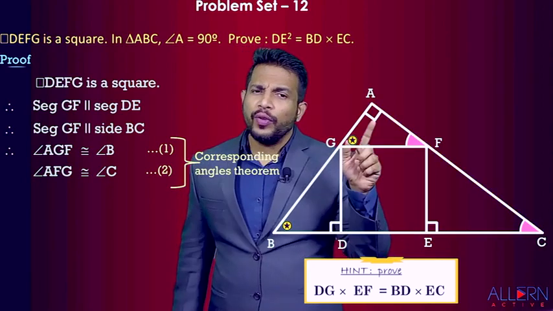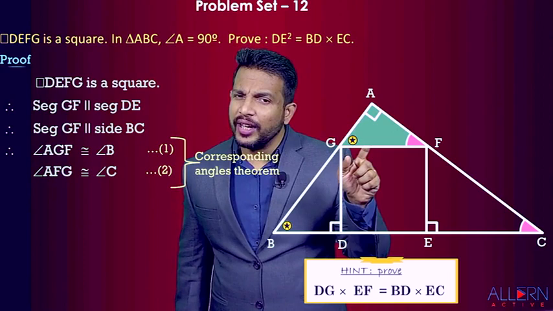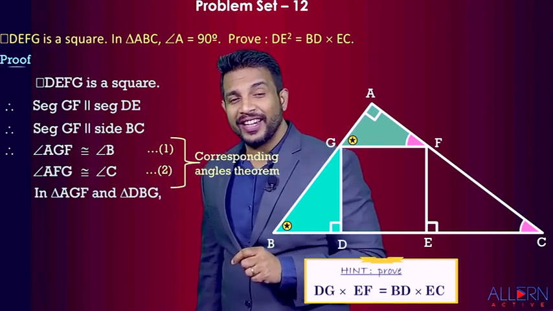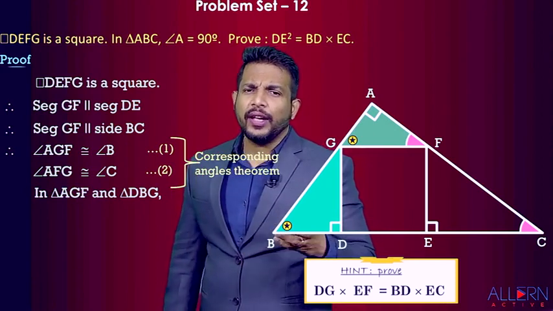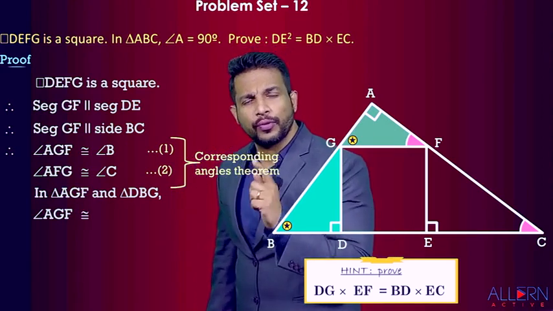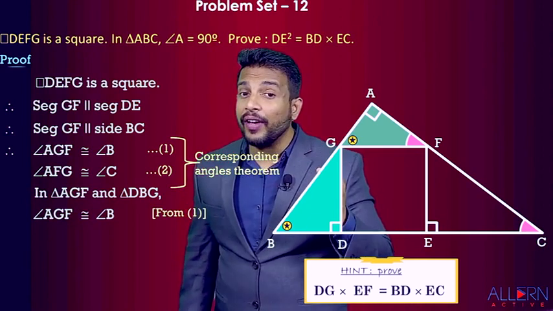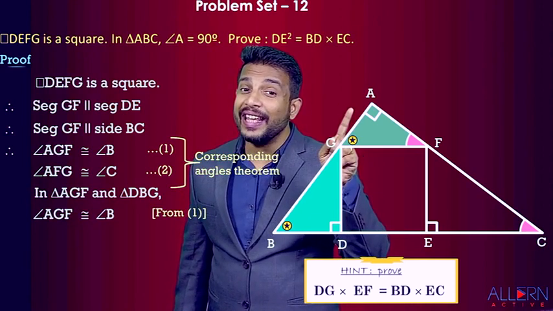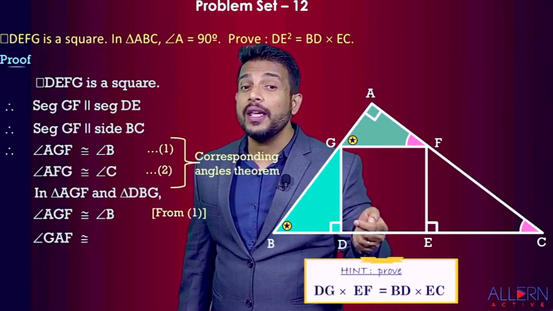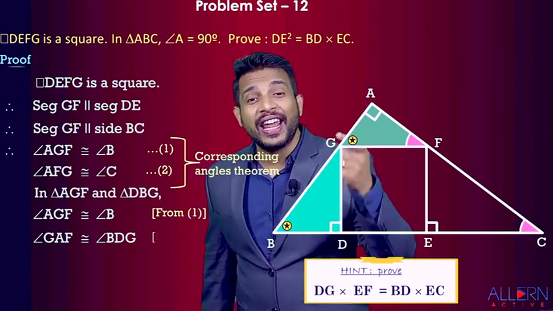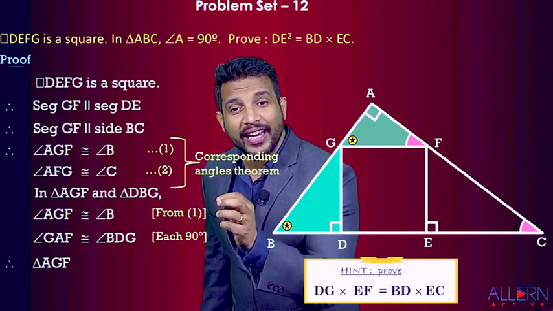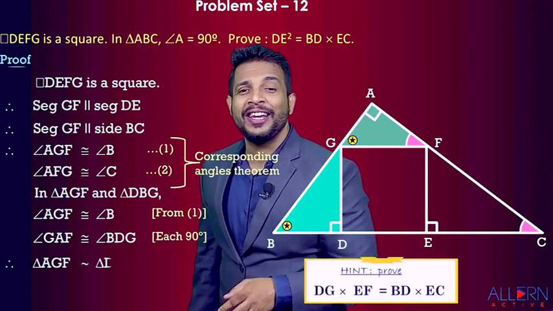Let's do that now. So we consider this first, in triangle AGF, this triangle and the other triangle, right? Both the triangles we are considering. And now first, which angles are congruent? The first one which we got there, angle AGF congruent to angle B, that is from 1 we got. Then the other pair of angles which we already have, that is 90, right? That is angle GAF is congruent to angle GDB. And why are they congruent? Because each is 90 degrees. So hence we get both the triangles to be similar. We write triangle AGF is similar to triangle DBG.